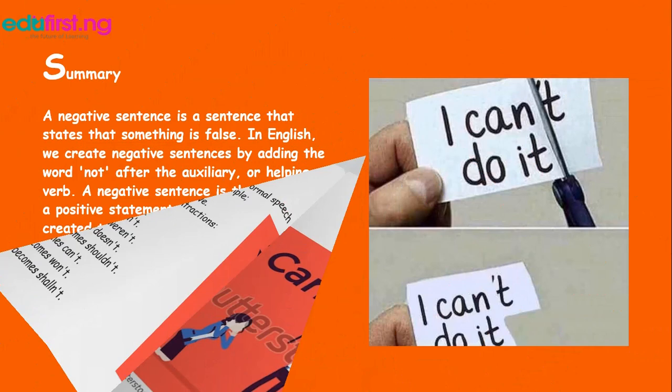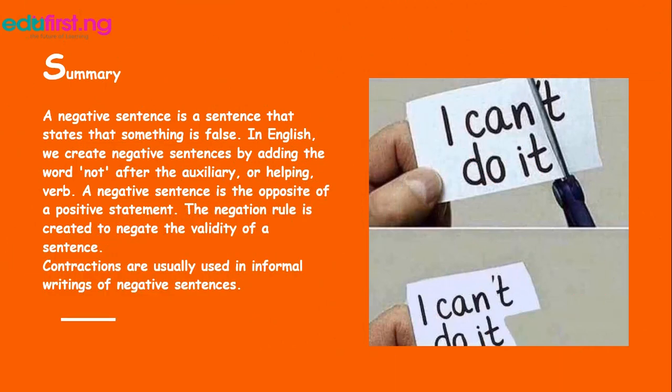So in summary, a negative sentence is a sentence that states that something is false. In English, we create negative sentences by adding the word not after the auxiliary or helping verb. A negative sentence is the opposite of a positive statement. The negation rule is created to negate the validity of a sentence. Contractions are usually used in informal writings of negative sentences.